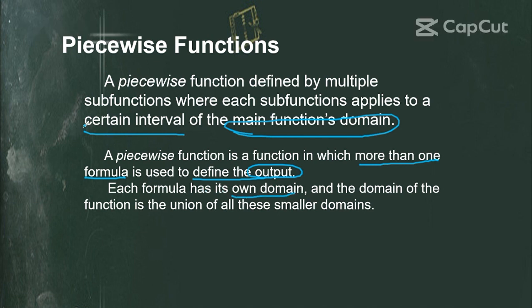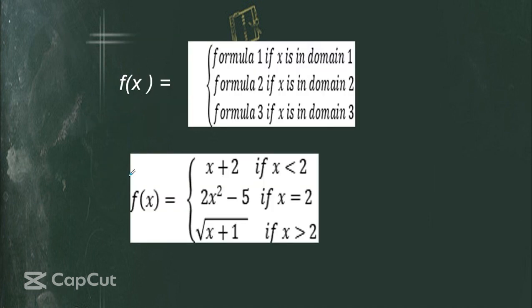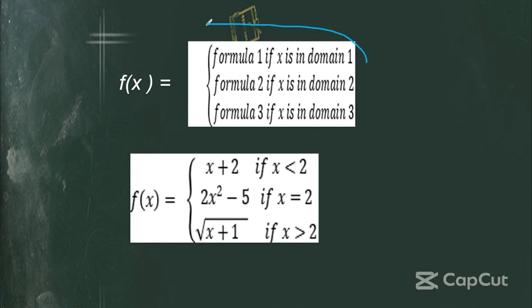The domain is based on our interval, and the domain of our main function is the union. If we have two sub-functions, or if we have three sub-functions, we combine them, and that is the domain of our function. So the domain of the main function is the union of the smaller domains. This is what a piecewise function looks like.